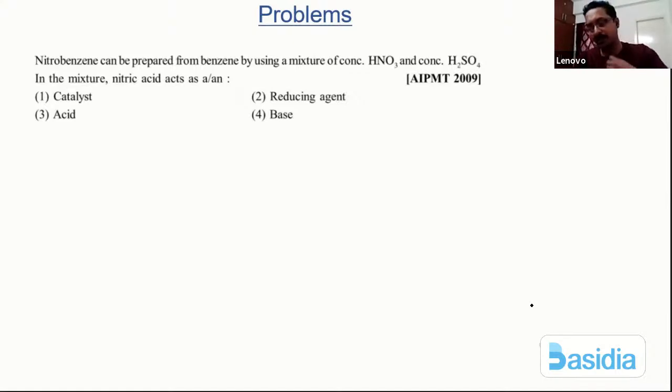Who can answer this question? Your time has started. Shobit has given the answer. He's telling it's a base. But I would also like to know, how did he decide it is a base? How did he come to know it's a base?